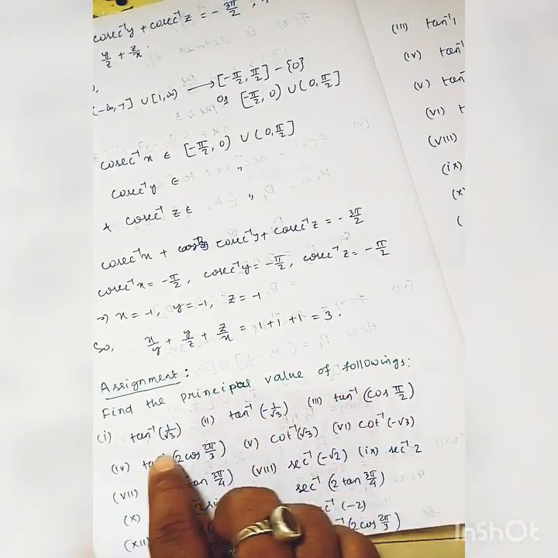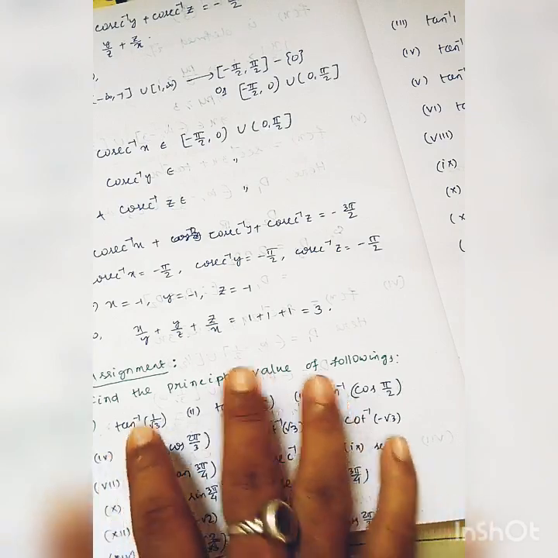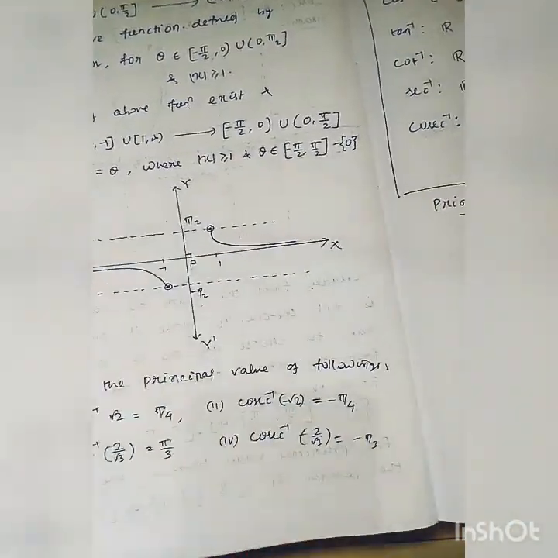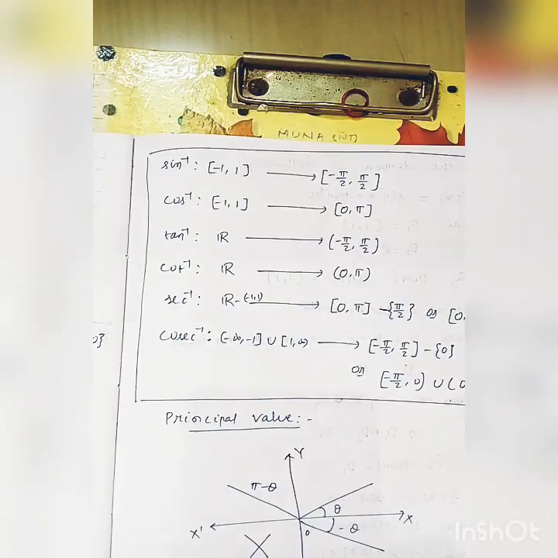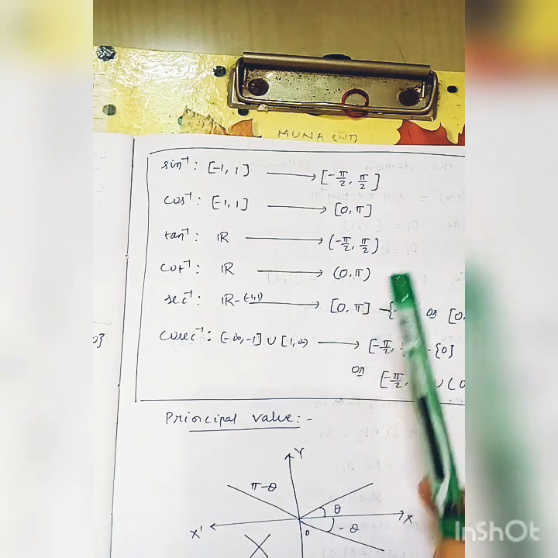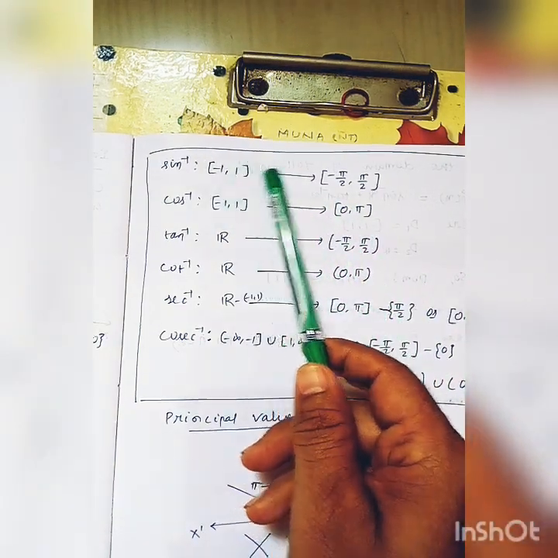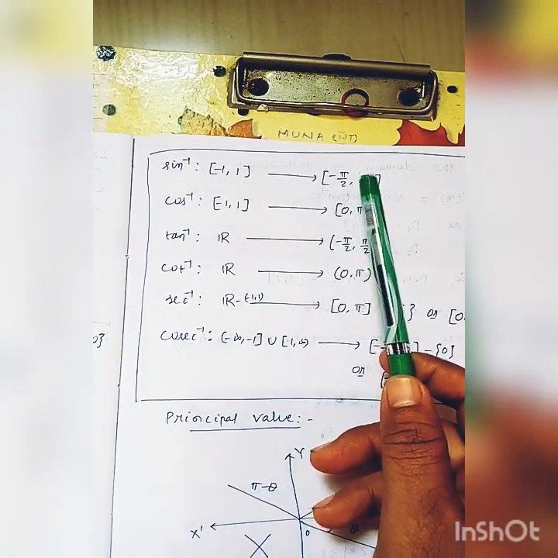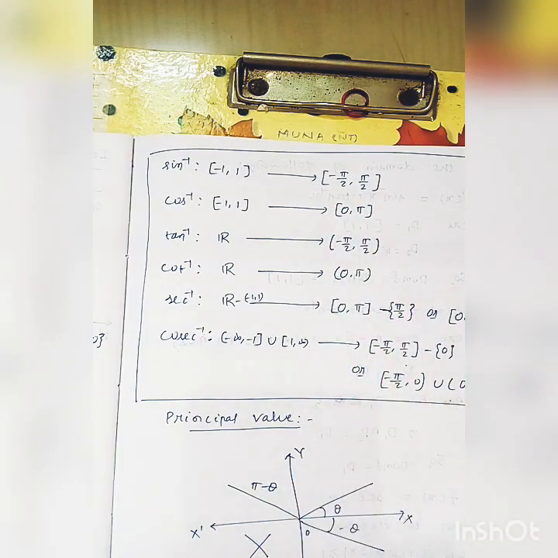Find the principal value of the following. The assignments are for you. Before this, first we have to remember all the domain and principal value ranges of the inverse trigonometric functions. That is, sine inverse of x equal to theta, obviously theta belongs to minus pi by 2 to pi by 2. Cos inverse, 0 to pi. We have to remember this.